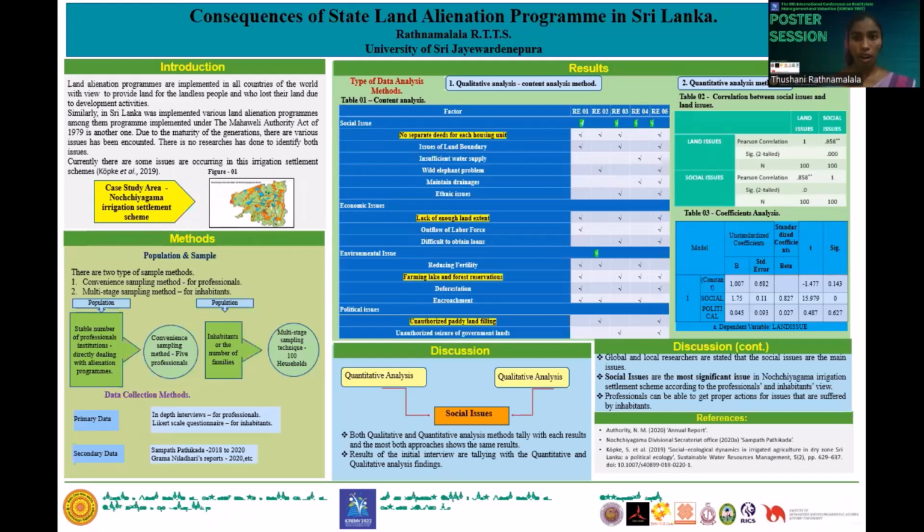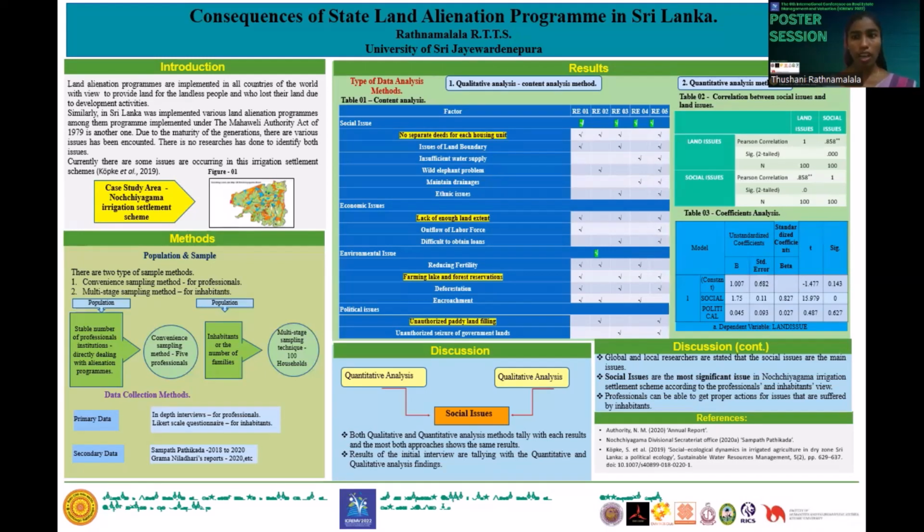Land alienation programs are launched by the government to provide land to the landless people and those who lost their land due to development activities. Mahaweli Irrigation Settlement Scheme is also one of the alienation programs implemented by the Mahaweli Authority in Sri Lanka in the dry zone, because there were a lot of uncultivated lands available in this area.